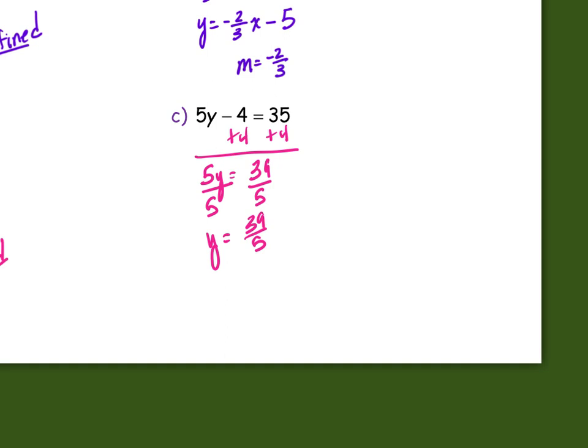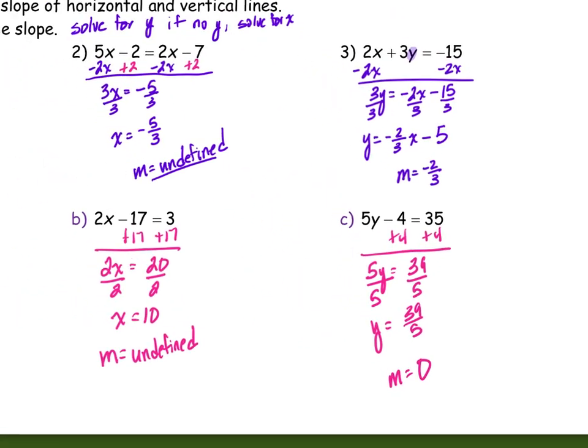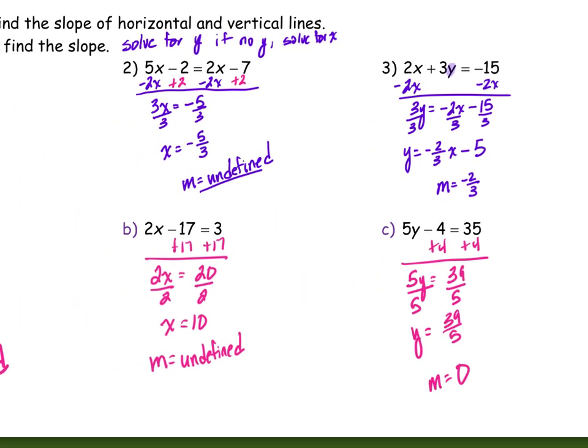Okay, so what we have now is y equals 39/5. So that is a horizontal line. Great. So my slope for a horizontal line is 0. Good. Good job, you guys. So that's how we're going to find that here. So let's go ahead and go to the second page.